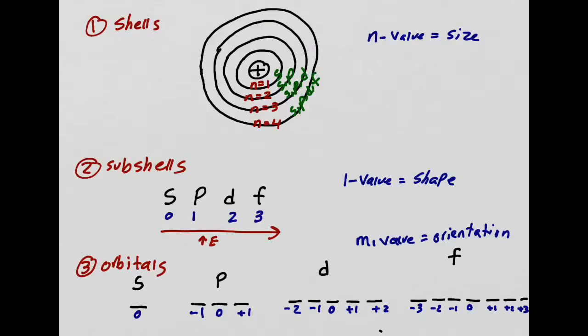So we said that for the S orbital, we only have one option. We have one S orbital. For P, we have 3. For D, we have 5. For F, we have 7. Now, these were M sub L. M sub L is the orientation. So the S is the shape, and the M sub L is the orientation.